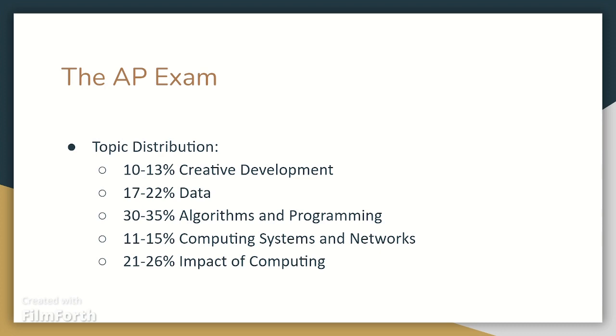Here are the topic distributions for each of the big ideas on the AP exam. As you can see, algorithms and programming make up the biggest part of the AP exam, so I recommend studying that the most, whereas creative development makes up the smallest portion of the AP exam.